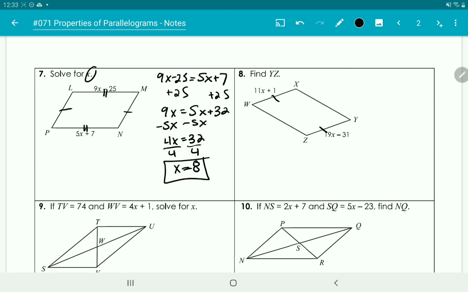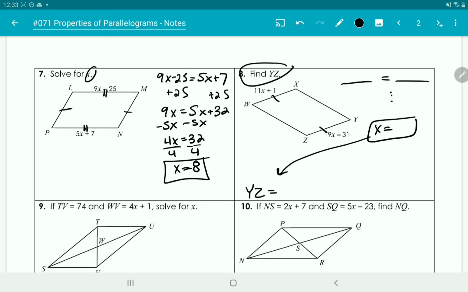Same with this one. I want you to go ahead and try this one. Okay, so you're going to put an equal sign, blank, blank, fill in the blanks with those two. Once you're done solving for x, since it says to find YZ, instead of just stopping at x, you know that YZ is 19 times whatever you got for x minus 31, and whatever you got for that is your answer.